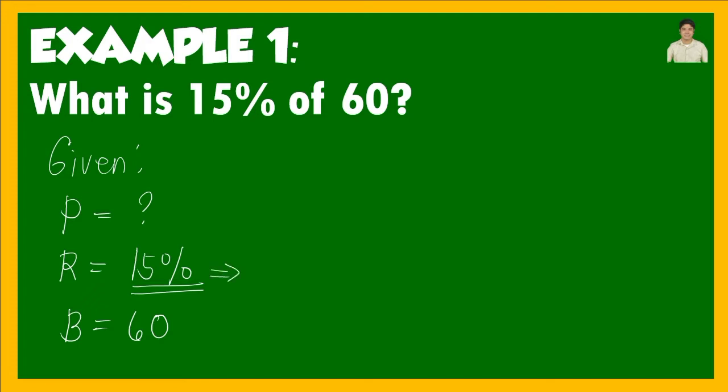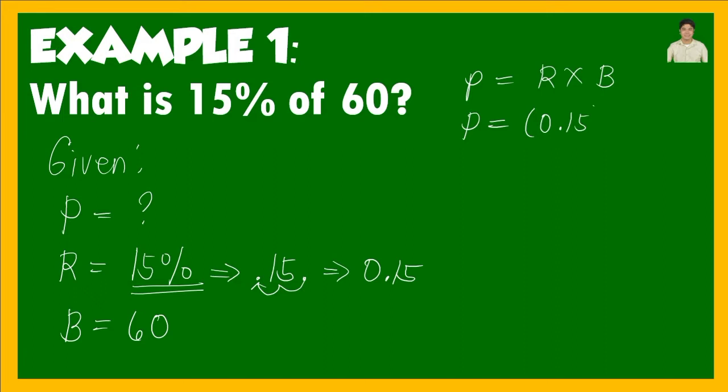Paano po natin yan gagawin? So yung 15, magmo-move po tayo ng 2 decimal places to the left. From here, so 1, 2. So yung 15% in decimal, equivalent po siya sa 0.15. Now, we are ready to solve for the unknown, which is the percentage. So, formula natin, P is equal to R times B. That is P equals the rate, that is 0.15 or 15 hundredths times 60.